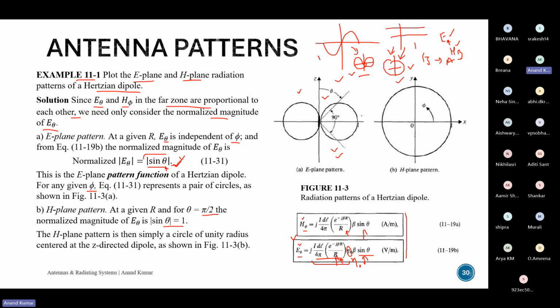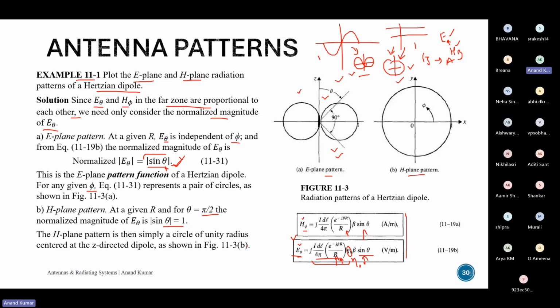So this is how we have got the E-plane and H-plane pattern. It was fairly simple. We have the expression for the electric field. We normalize it, so all the constants are gone. The r is now fixed, and so we end up with trigonometric functions of theta and phi, and we just plot that, and we'll get the E-plane and H-plane patterns.